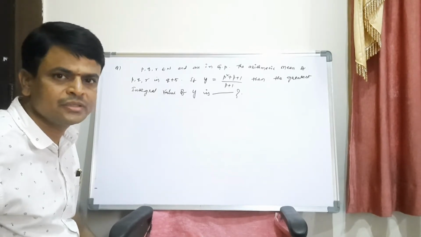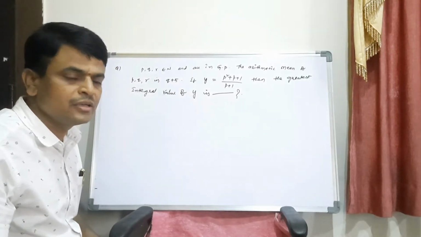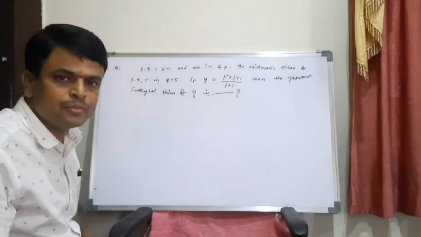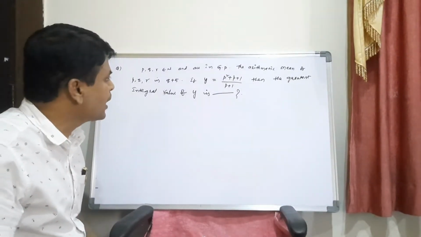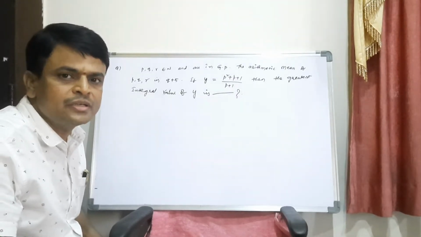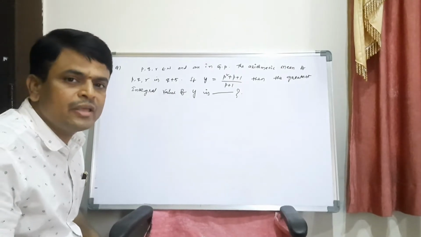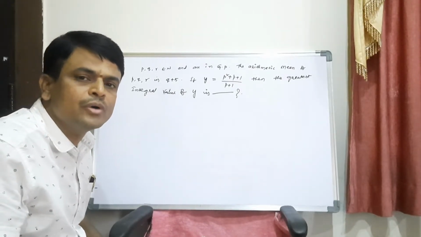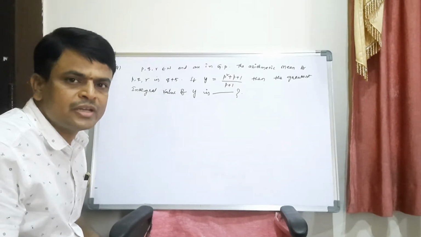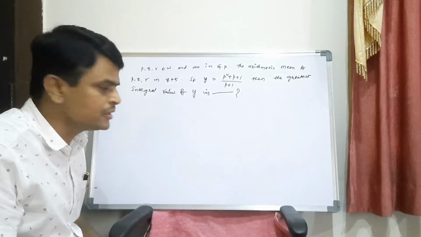So today I am going to discuss a question related to sequence and series and number theory. Here the question: P, Q, R belong to natural numbers and are in GP, geometric progression. And it is given that the arithmetic mean of P, Q, R is Q plus 5.